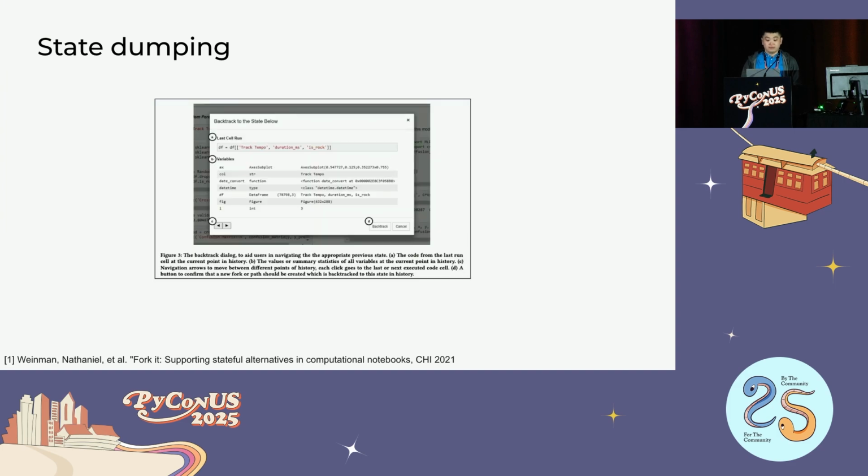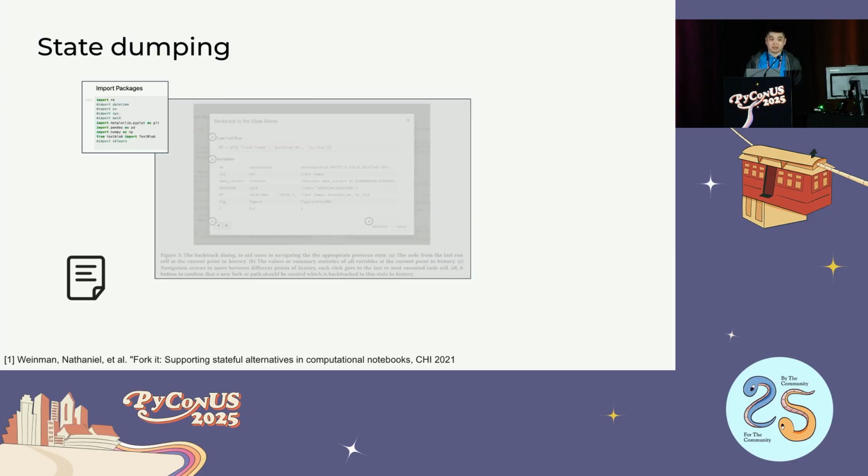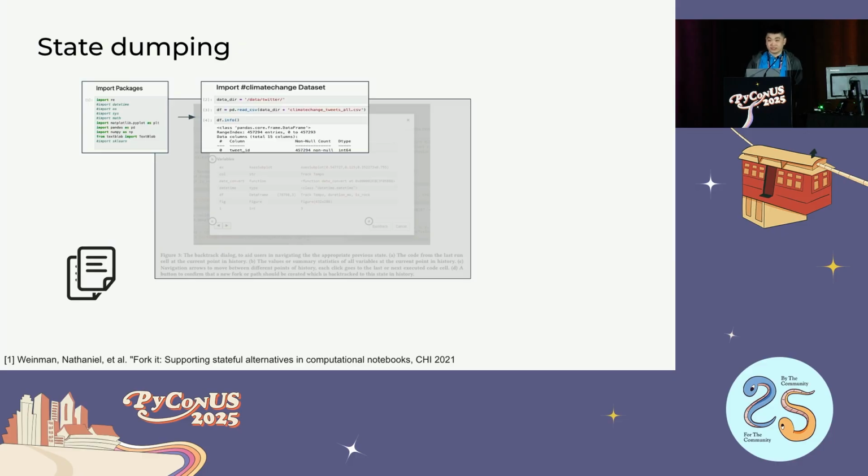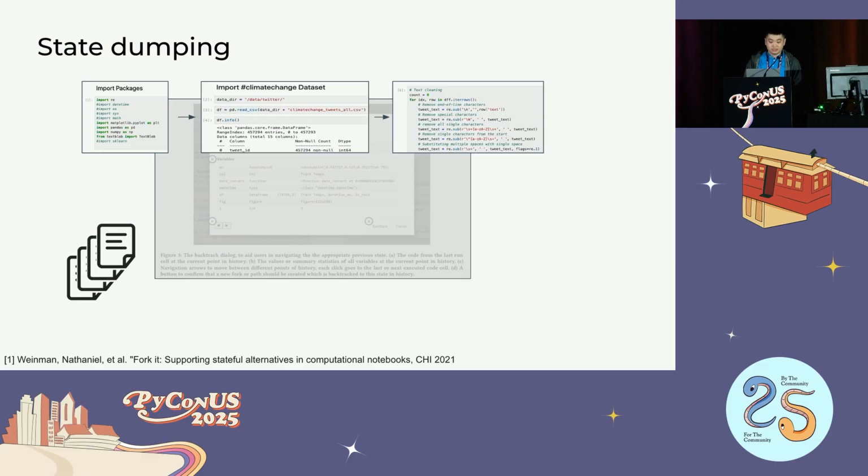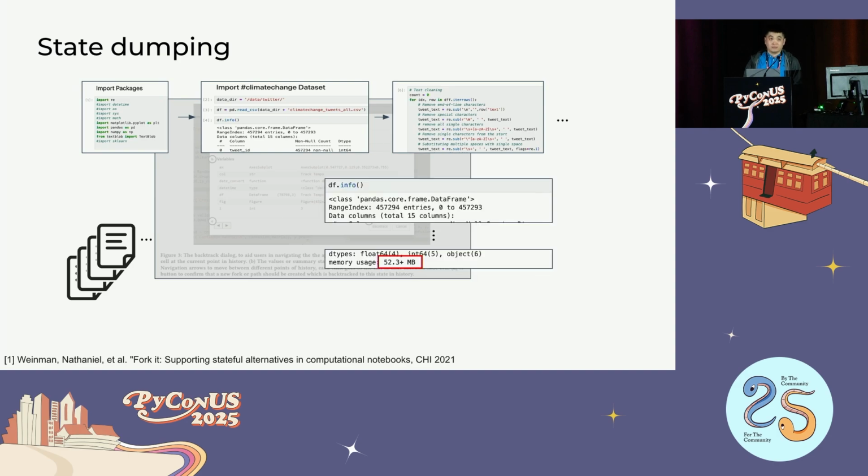Researchers have actually built tools upon, say, dump_session. There is a paper called ForkIt, where researchers proposed that you can just dump the entire session state after every cell execution. For example, the user might run a first cell where they import packages. They would dump the state, run some more cells to import the dataset, and after every single cell execution, you end up with more and more Pickle files. There's a very obvious problem with this approach: because you're dumping the entire state after every single cell execution, even though the dataset size you're working on could be modest, you can often end up with gigabytes of checkpoint files on disk, which is not ideal.